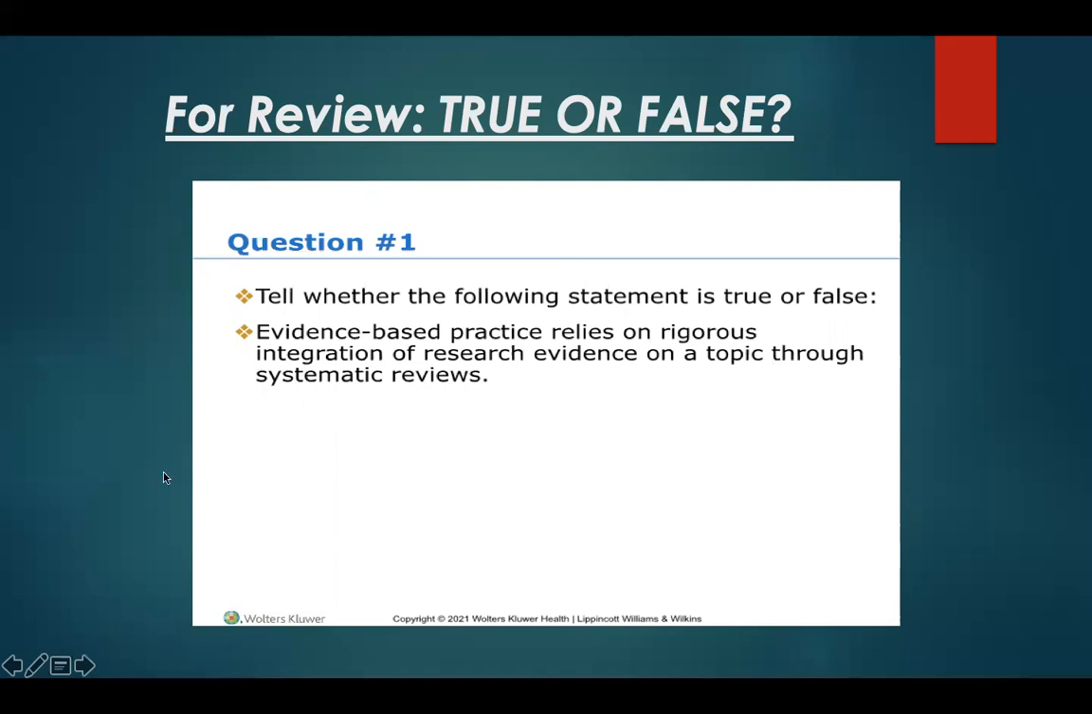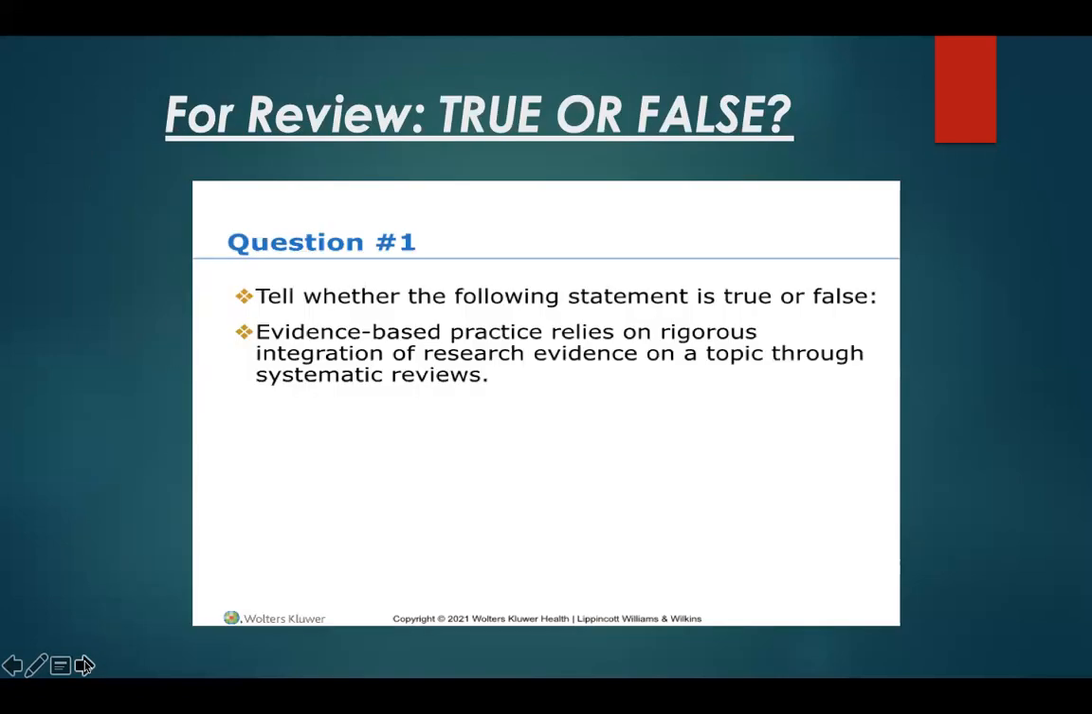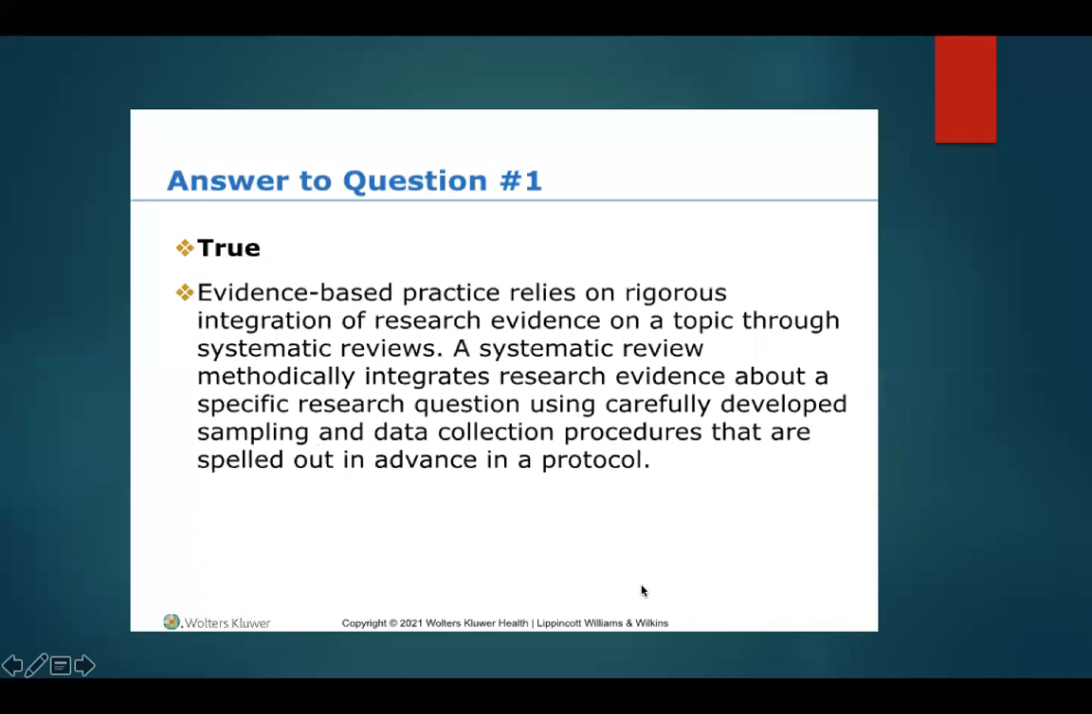Now remember, where do systematic reviews fall on your grid? Remember, that's one of your strongest evidence, that's level 1. So is that true or false? EBP relies on rigorous integration of research evidence on a topic through systematic reviews. The answer is true. Evidence-based practice does rely on rigorous integration of research evidence on a topic through systematic reviews. A systematic review methodically integrates research evidence about a specific research question using carefully developed sampling and data collection procedures that are spelled out in advance in a protocol.